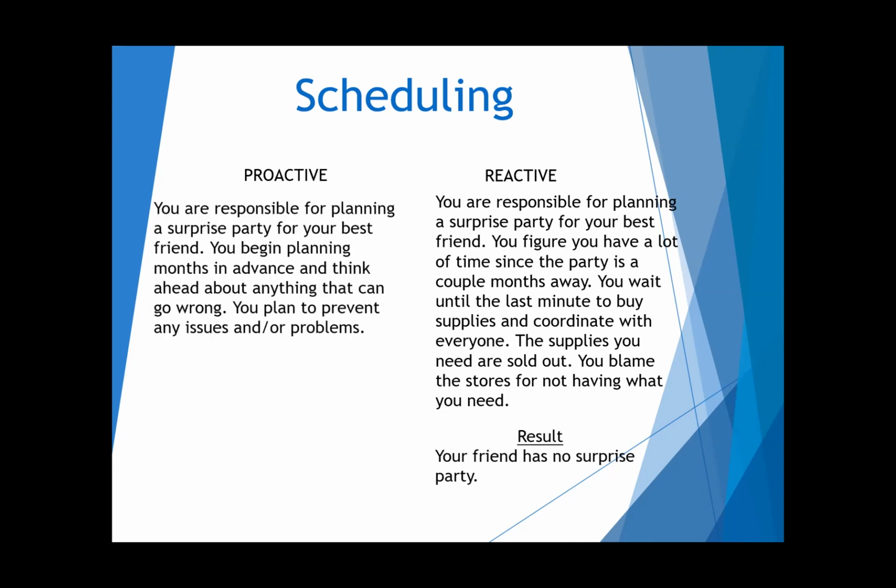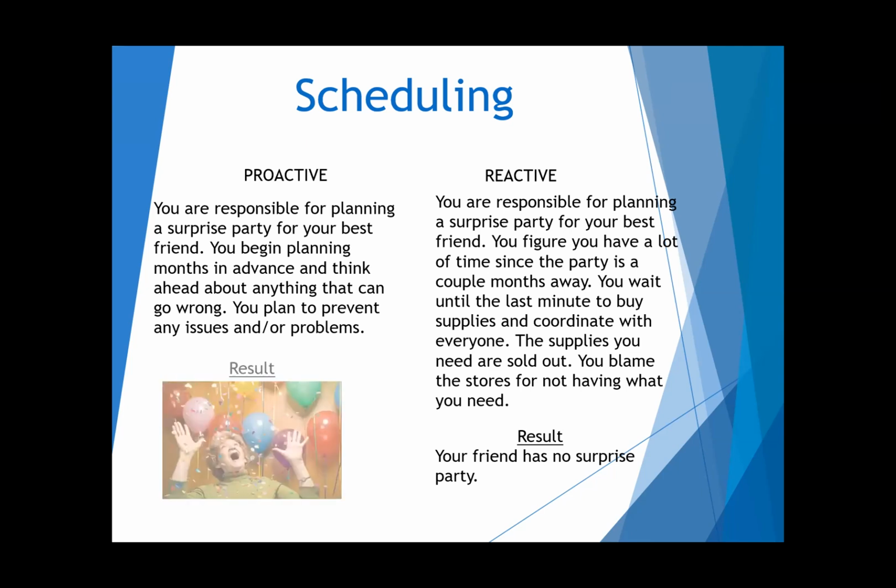Being proactive, which is the blue pill side: you're responsible for planning the surprise party for your best friend. You begin planning months in advance and think ahead about anything that can go wrong. You plan to prevent any issues or problems. And the result is a very happy friend and a successful party.